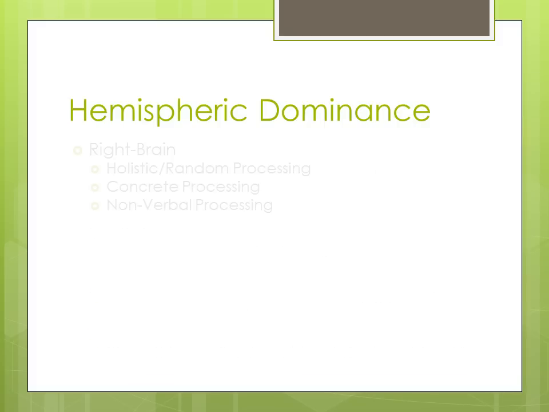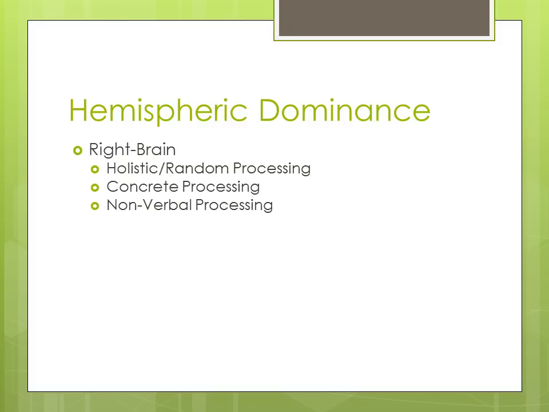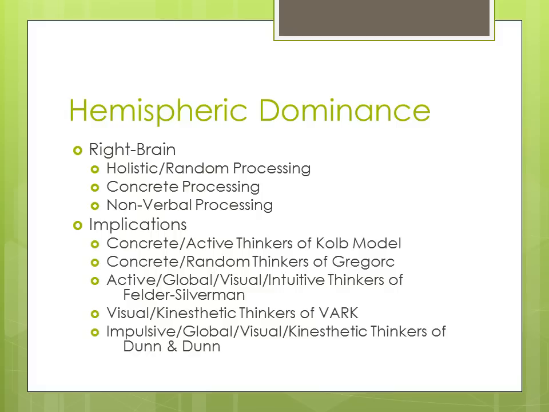But at the same time, we also have thinkers that are dealing with a lot of right brain processes. This is where you have that holistic random processing, the big picture, the concrete processing through the senses and the actual experiencing itself, and the nonverbal processing. So these are going to be your concrete, active thinkers, the people that are going to actually want to do it and get their hands in it and figure it out. These are going to be your visual people and your global thinkers, the people that are acting and sensing and experiencing. This is all part of our right brain functioning.